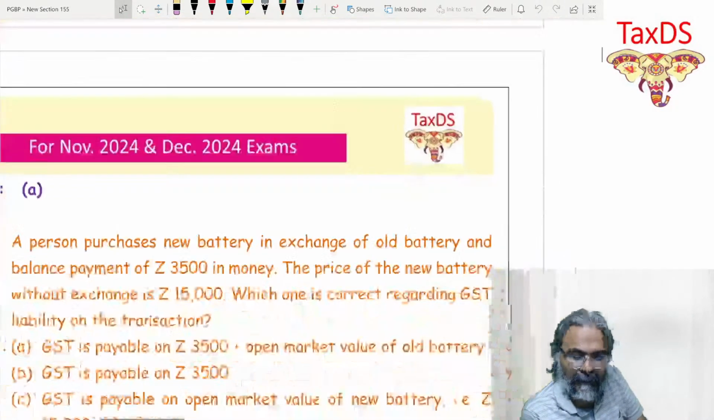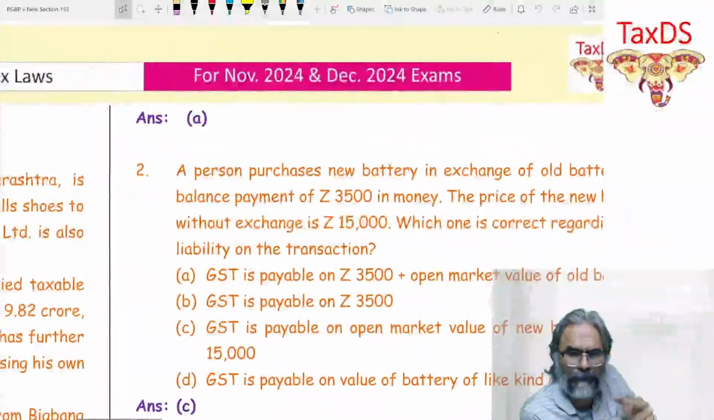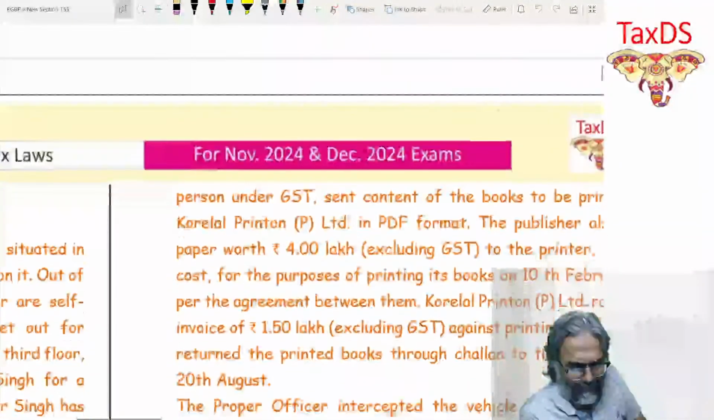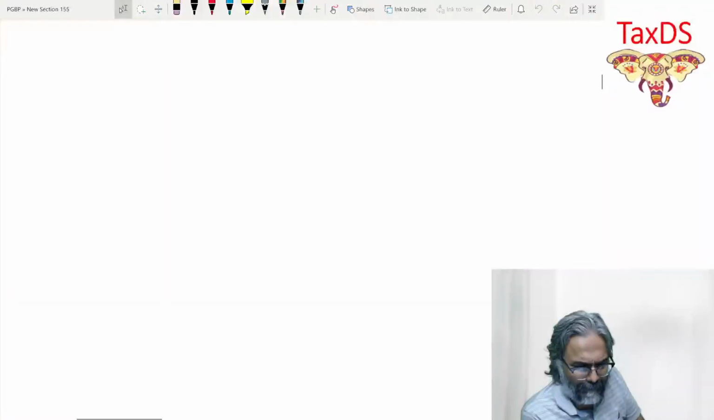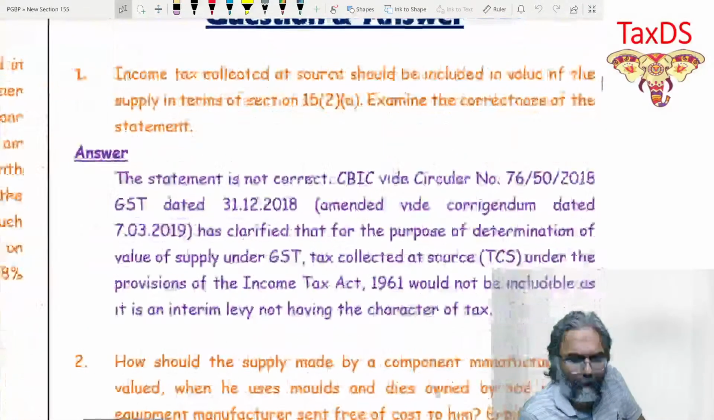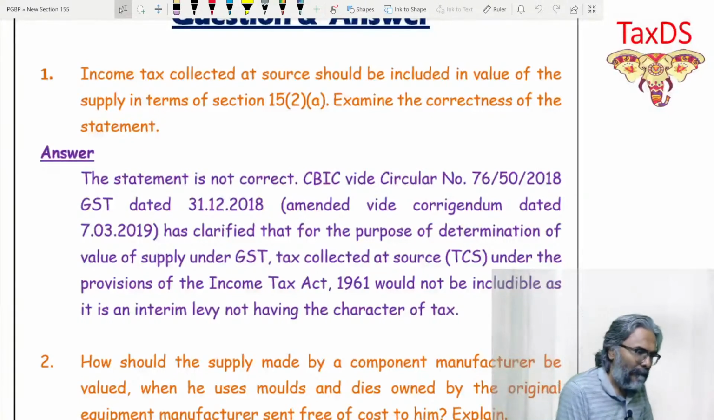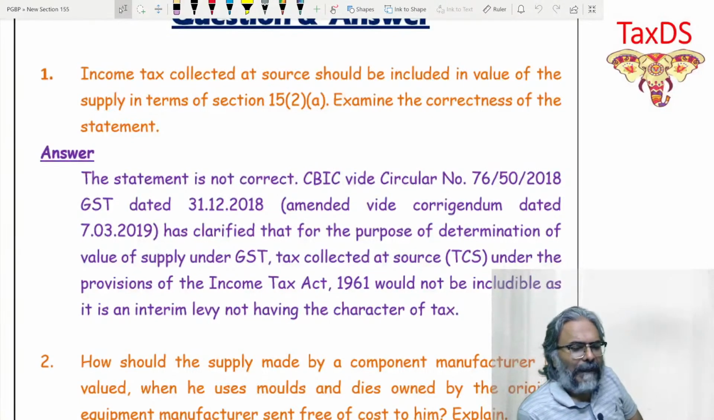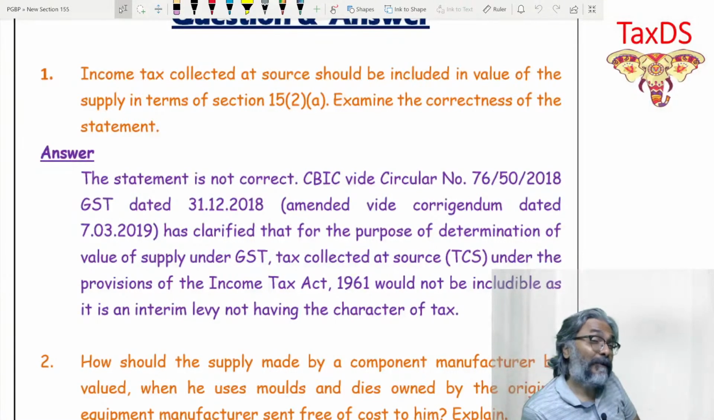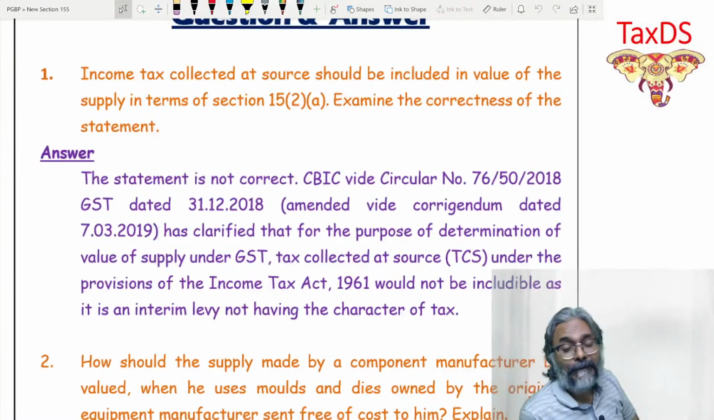Okay, let's begin with the questions. MCQs, students, I'll take later on. First, I'm taking the questions themselves. Question number 1. Income tax collected at source should be included in the value of supply in terms of Section 15(2)(a).